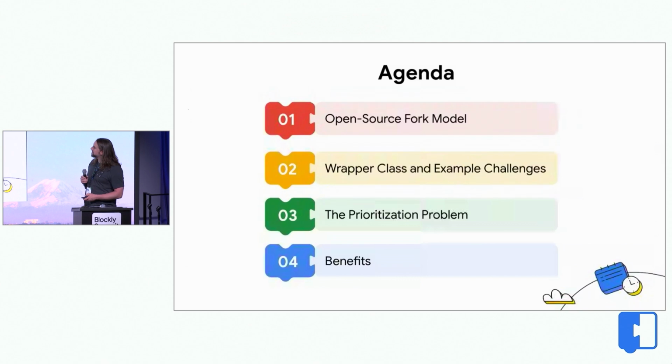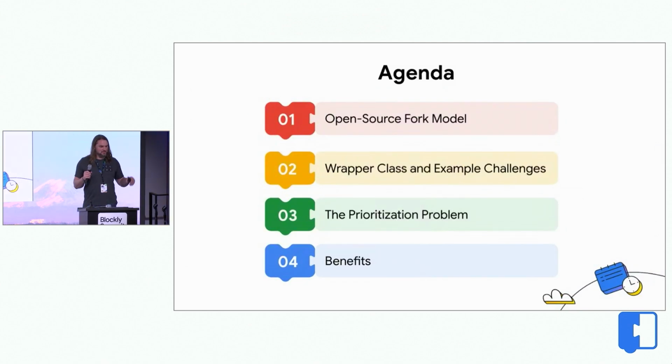Okay, so here's what we're going to talk about. First, I'll explain just some basics about the open source fork model and how we ended up maintaining our own Blockly fork and why that created some long-term friction. I'll go into the main strategy we used to get through the migration, which was the addition of a wrapper class, and give a couple examples of what that looks like.